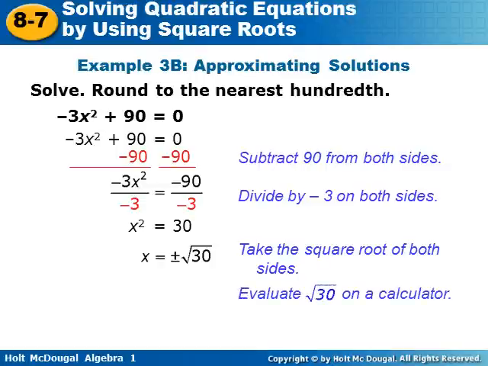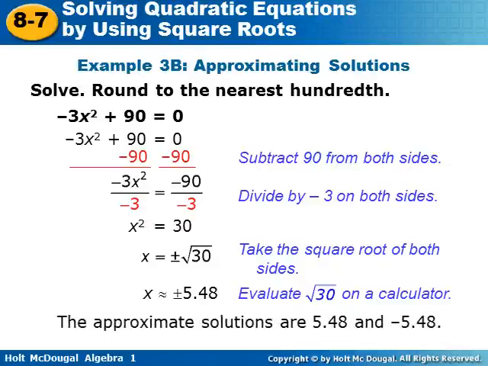30 is not a perfect square, so we're going to take a calculator and type it in, hit the square root button. And we get x is approximately, that's the squiggly, equals plus or minus 5.48, rounding to the nearest hundredth. So the approximate solutions are 5.48 and -5.48.